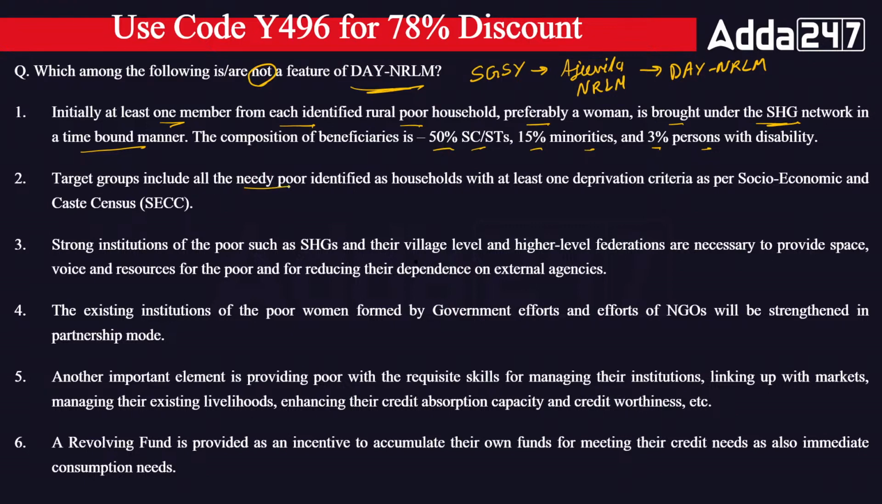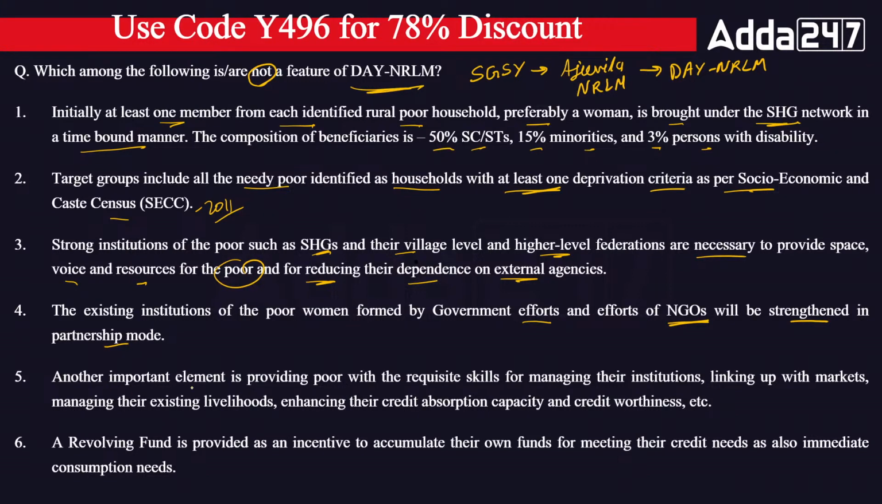target group includes all the needy poor, identified as households with at least one deprivation criterion as per the Socio-Economic and Caste Census that happened in the year 2011. And according to that, you will find the target groups. Then, strong institutions of the poor, such as self-help groups and their village-level and higher-level federations, are necessary to provide space, voice and resources for the poor and to reduce their dependence on external agencies. Then the fourth says existing institutions of poor women, formed by government efforts and efforts of NGOs, will be strengthened in partnership mode.